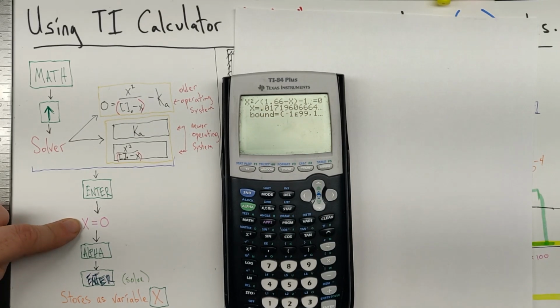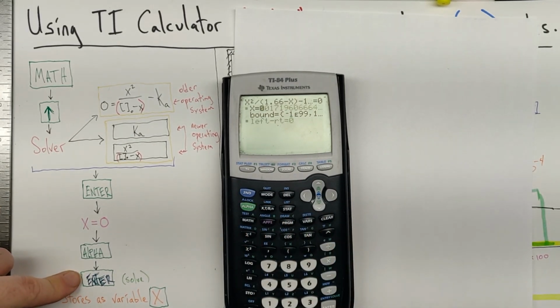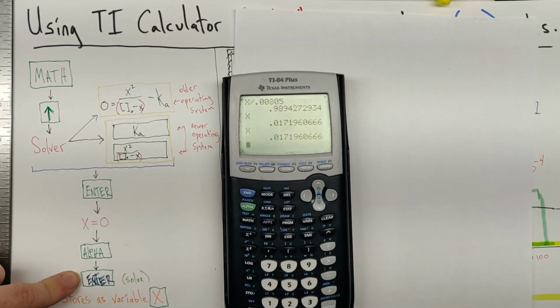I have to remember this x equals 0 to start out. And then I will hit alpha and enter. And we've got a value. And I'm done with this screen if I want to be. Hit second quit. And now every single time you use x, it is that value. And we can save a lot of time doing it this way.